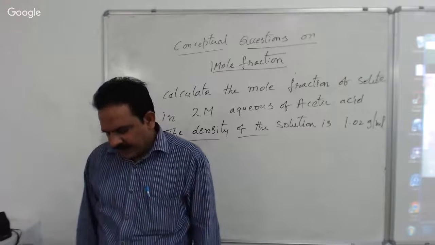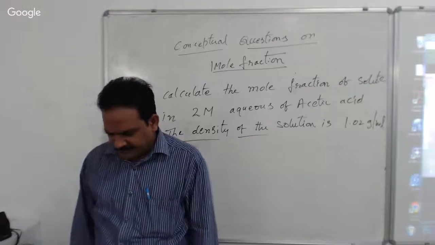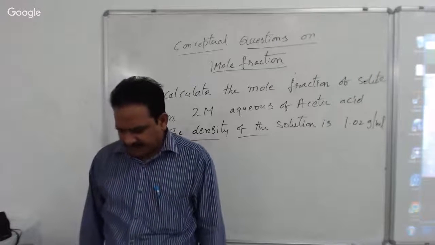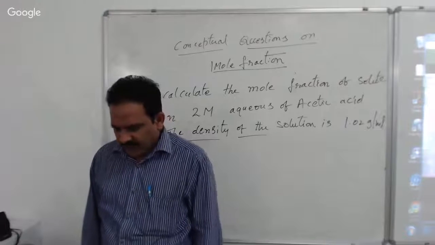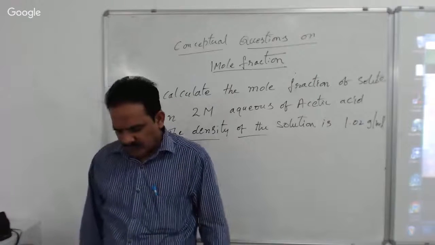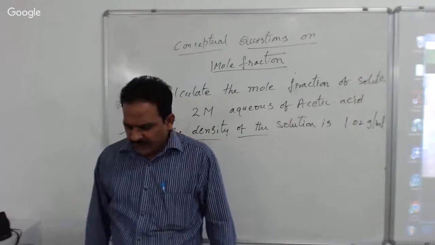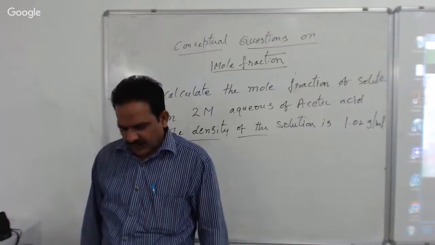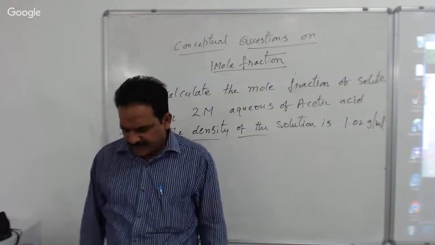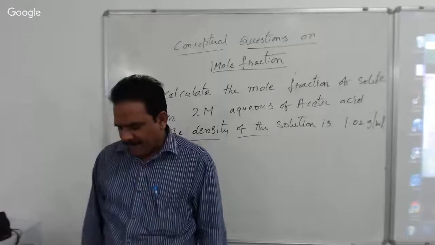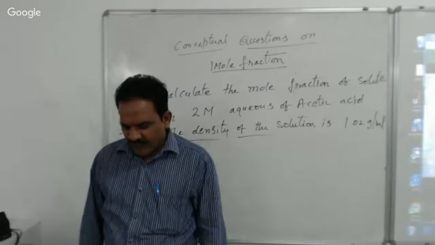Then what is the number of moles of water? 900 by 18, that is 50. So the number of moles of acetic acid? 120 by 60, nothing but 2. So then the mole fraction of acetic acid is equal to 2 by 52, which is 1 by 26. Is it okay? Yes, sir, 0.03. Yeah, that is the mole fraction of acetic acid.